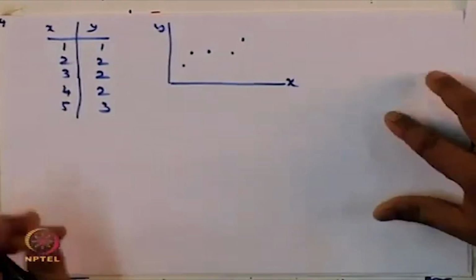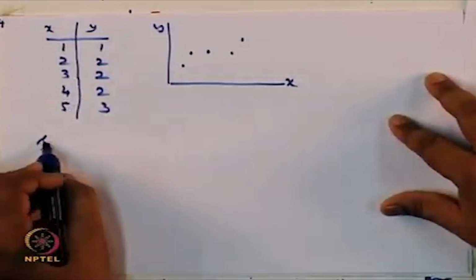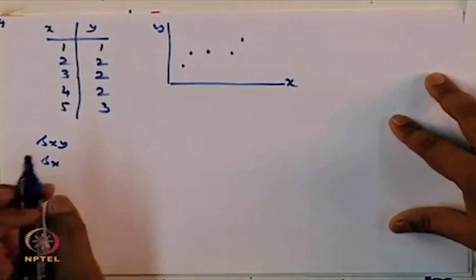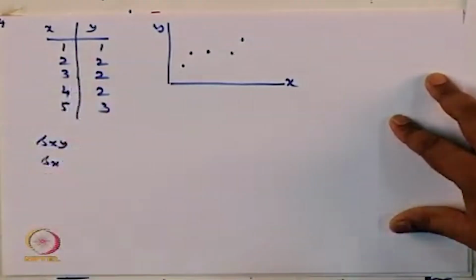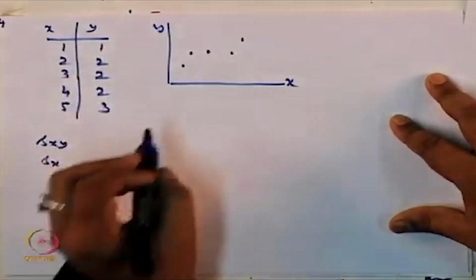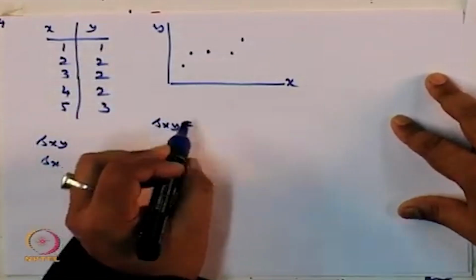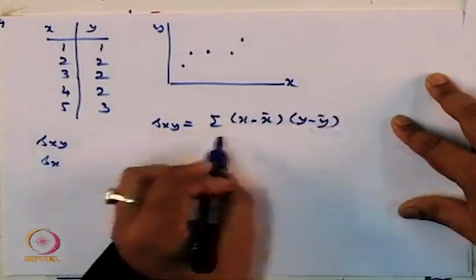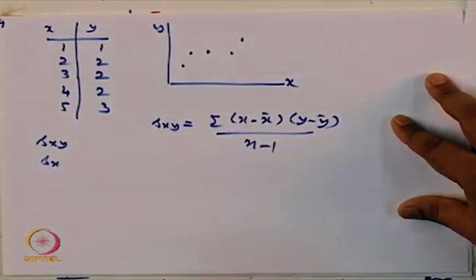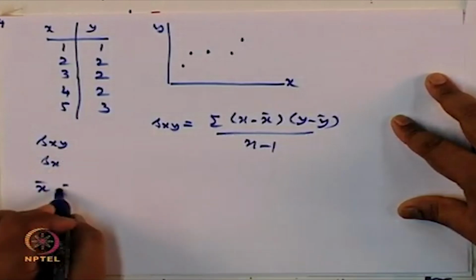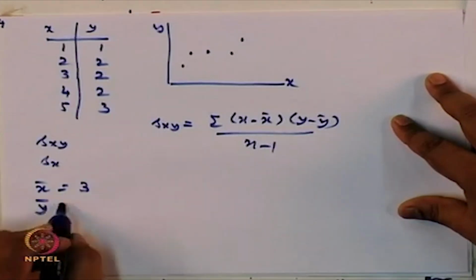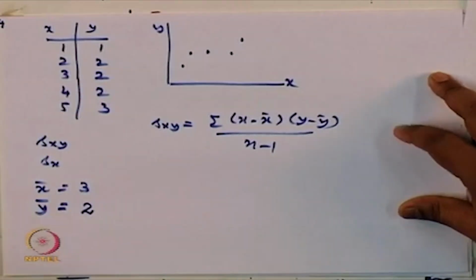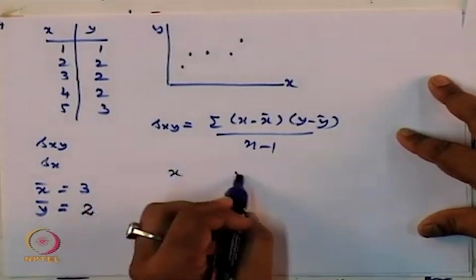Okay. So, I have to calculate s x y and s x in order to be able to compute b. For these particular values of x, I can calculate. s x y is given by the summation of x minus x bar into y minus y bar, whole divided by n minus 1. x bar comes out to be 3, and y bar comes out to be 2.